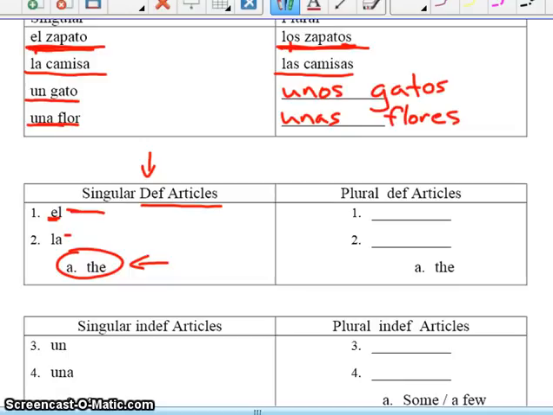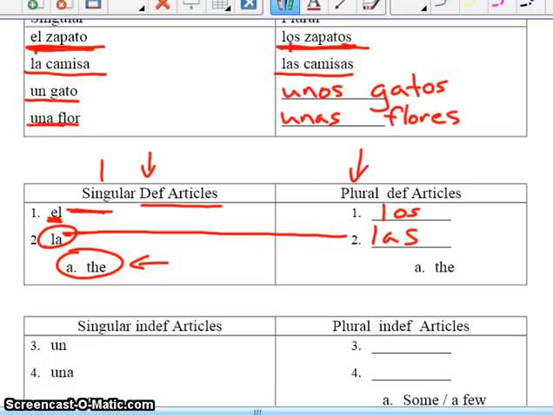So we have el, we have la, you already know, those are the singular definite articles. If you look on the other side, here's the plural. El is going to change to los. So the plural of el is los. The plural of la is simply las. So that's not a big change between la and las, but it's a pretty good change between el and los.